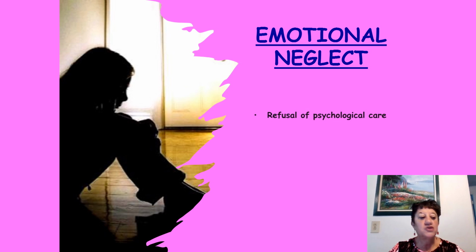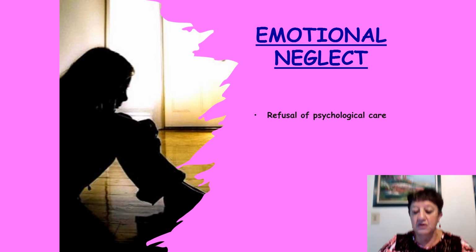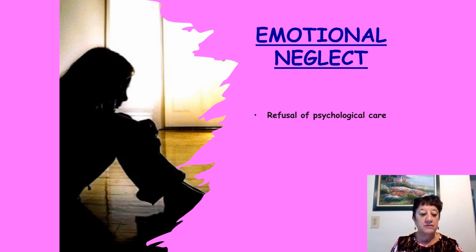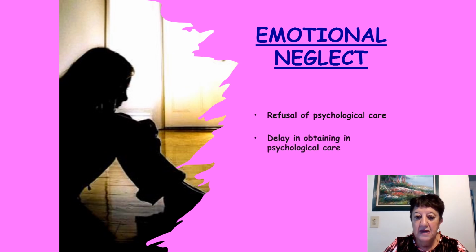So the next one is emotional neglect. So you see that the child is having some psychological, emotional issues. Maybe you notice them, maybe they get noticed at school, and you either procrastinate in finding help, or you just say, no, I don't believe in that stuff, and you don't take the child anywhere for help. Delay in obtaining psychological care, and inattention to other developmental needs that the child might have.